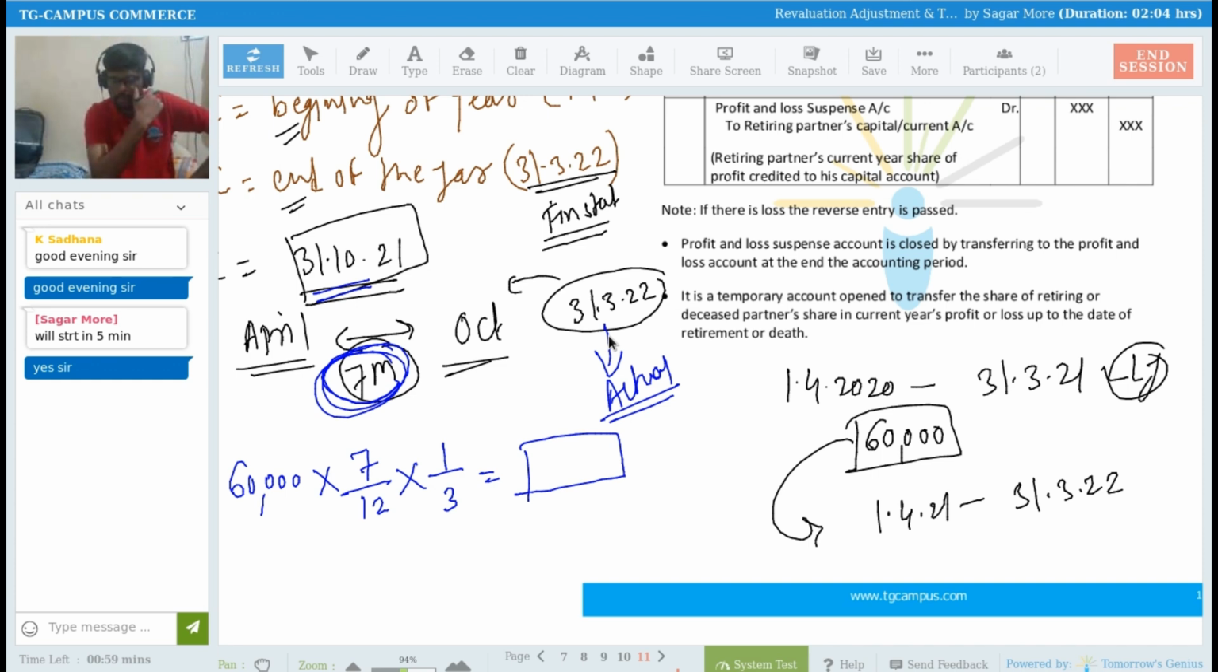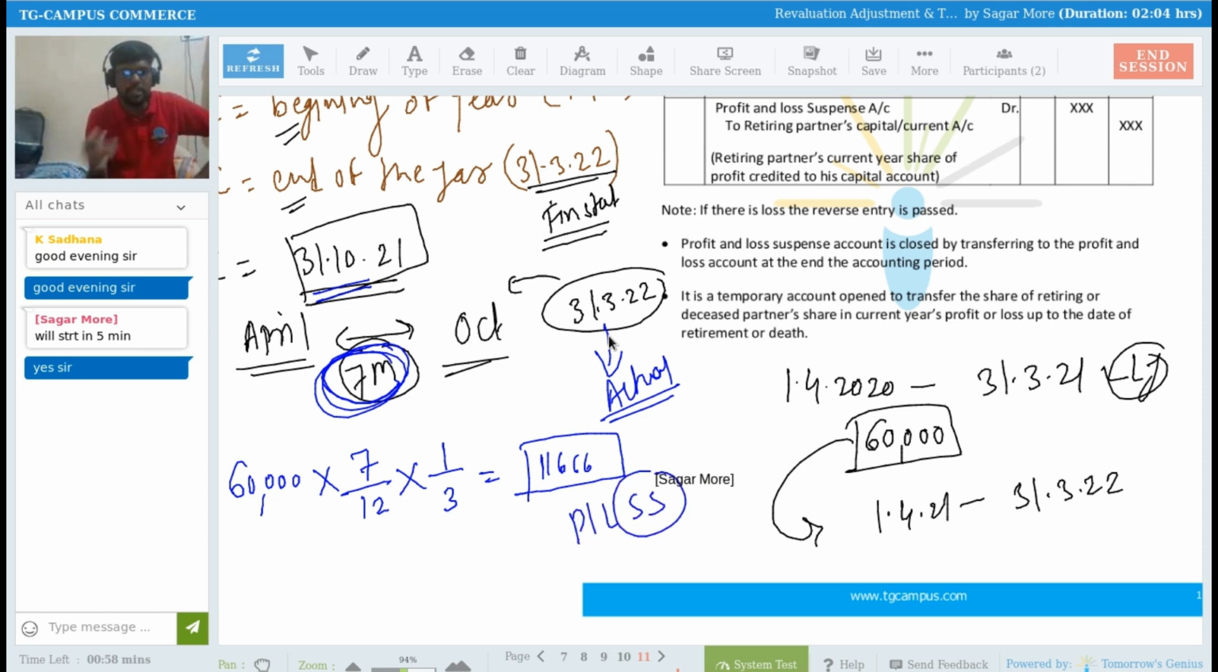60,000 multiplied by 7 divided by 12 into 1 by 3. I guess it's in decimal. $11,666.66. Oh, I am considering 11,666. Okay, so this is the profit. This is not the final profit, right? That's why we are not considering the profit and loss account. We are considering the profit and loss suspense account.